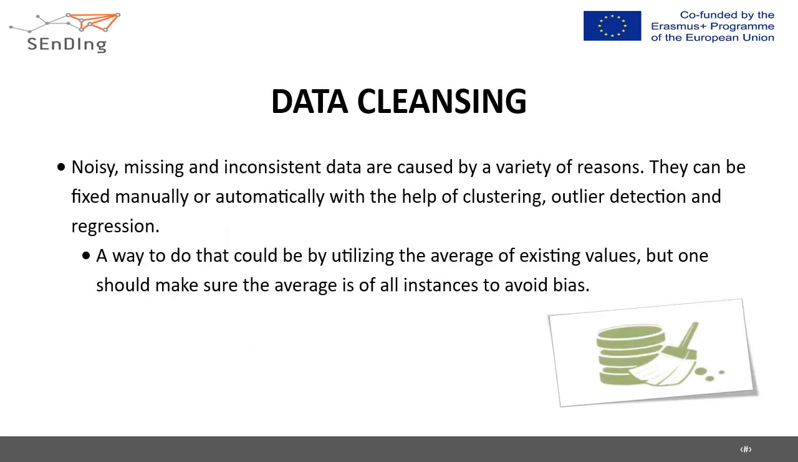Noisy, missing, and inconsistent data are caused by a variety of reasons. They can be fixed manually or automatically with the help of clustering, outlier detection and regression. A way to do that could be by utilizing the average of existing values, but one should make sure the average is of all instances to avoid bias.